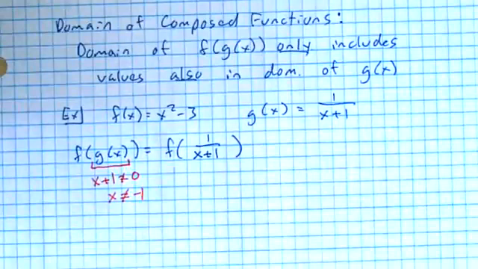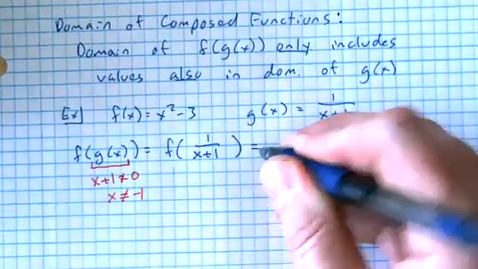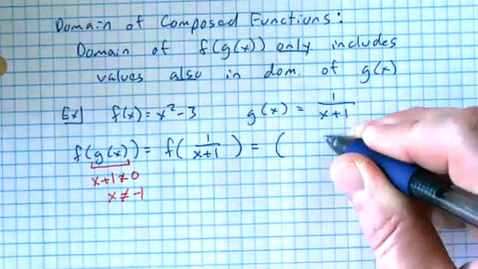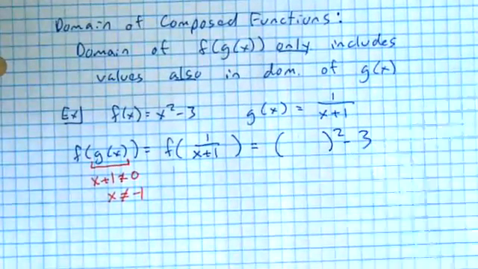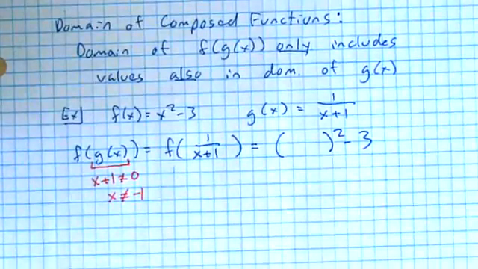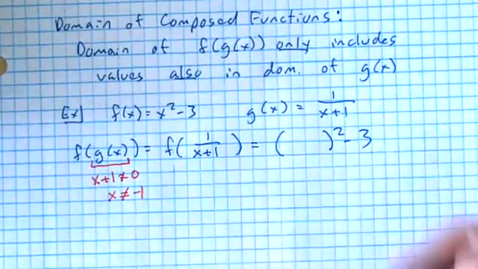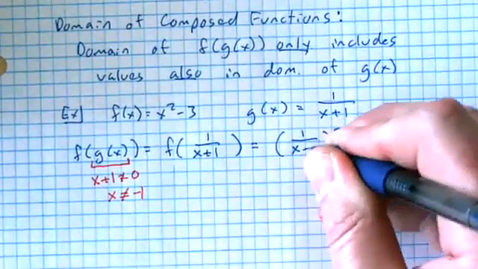And then we can do f of that. Well, that's just my f function with a pretty big old messy thing plugged into it. My f function is x squared minus 3, and what am I sticking in there? I'm putting a 1 over x plus 1 in there.